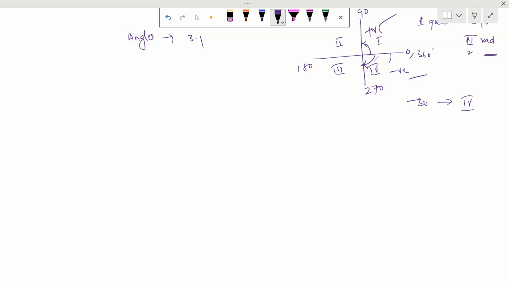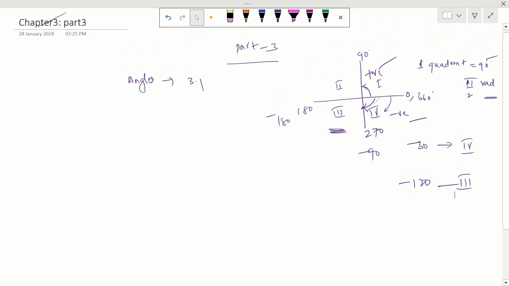If we measure angles like this, this is minus 90 degrees, so minus 30 will come here only. Then it is in the fourth quadrant. Suppose we measure minus 120 degrees. Now minus 120 degrees lies between minus 90 and minus 180 degrees. Then it is in the third quadrant. Understood? So the quadrants remain the same for the positive and negative directions. It is first, second, third, and fourth.